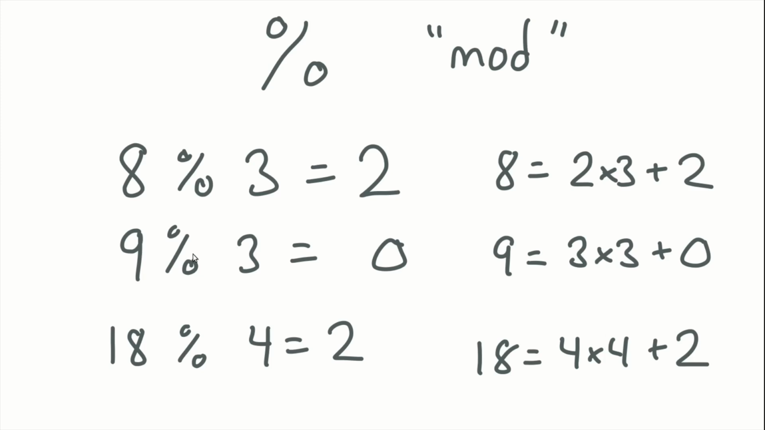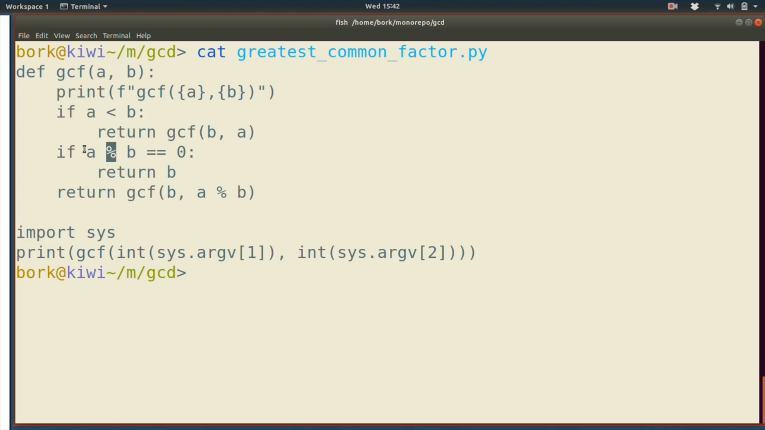And if 9 modulo 3 is 0, it means that 9 is divisible by 3. So what I'm saying in this code is, if A is already divisible by B, like if we're doing GCF of 18 and 6, where 18 is divisible by 6, 6 is obviously a factor of 6, and 6 is a factor of 18, so the answer is 6, right? We can just return 6. We don't need to do anything else. But if it's not, then we're going to do something weird, where we look at the greatest common factor of B and A modulo B.